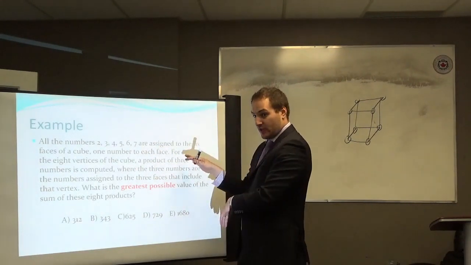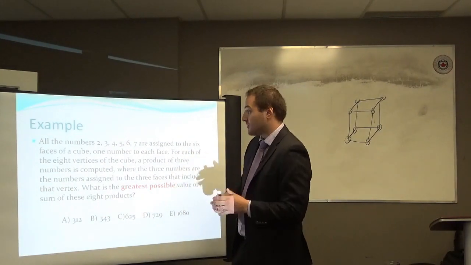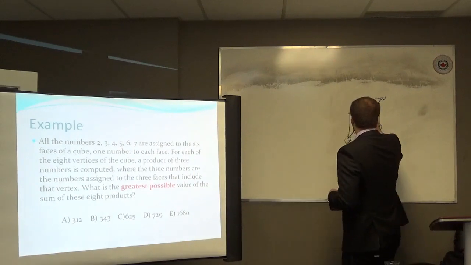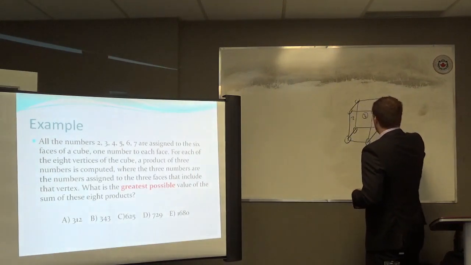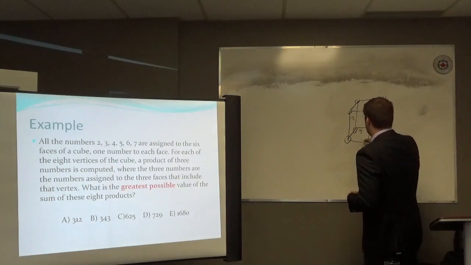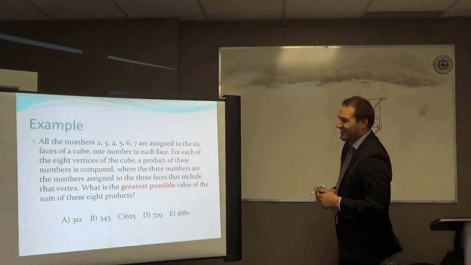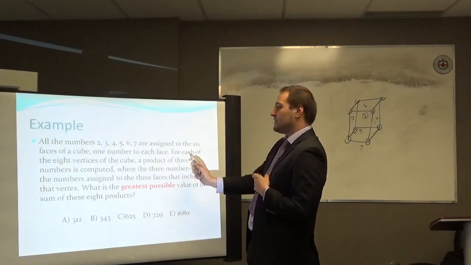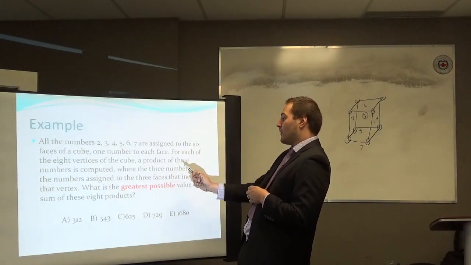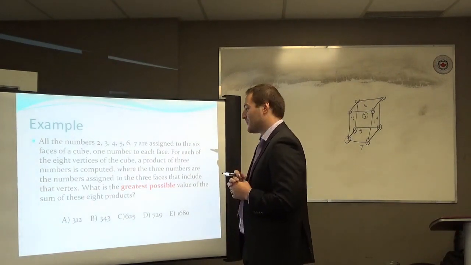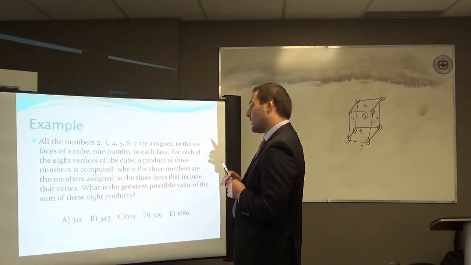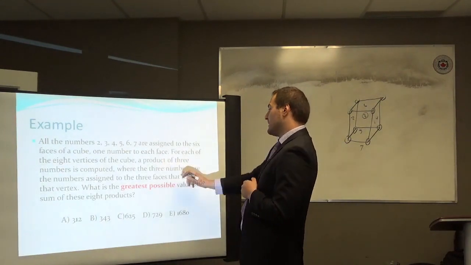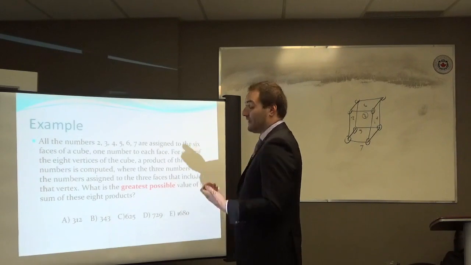Everything about this question is trying to confuse you, like all math tests. So one of these will be 2, 3, 4, 5, 6, and 7. So we can have like 2, 3, 4, 5, 6, and 7. Everyone gets a prize. Now, for each of these 8 vertices of the cube, a product of the numbers is computed, where the 3 numbers are the numbers assigned to the 3 faces.